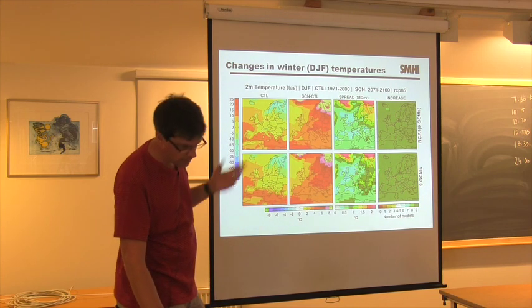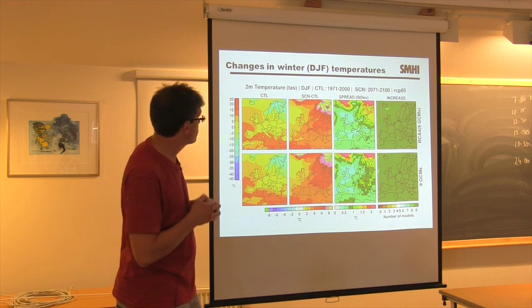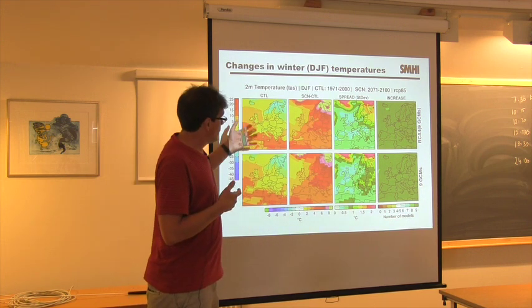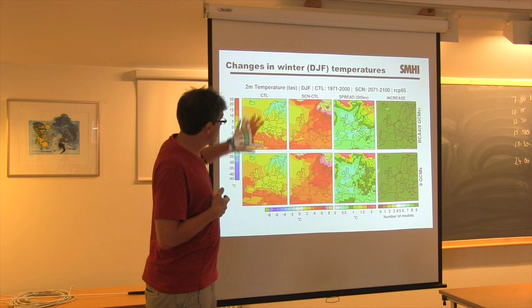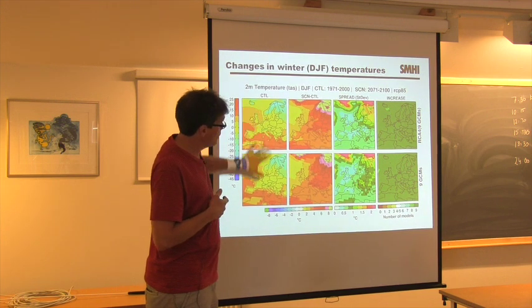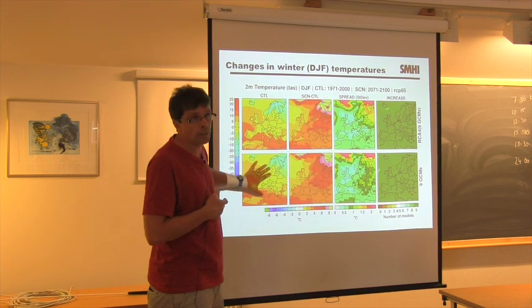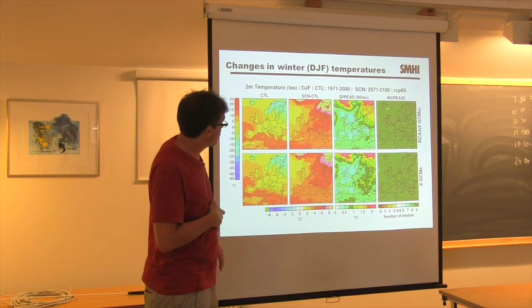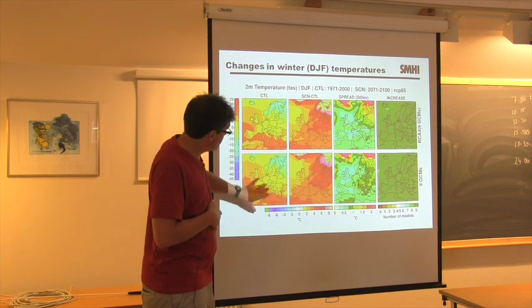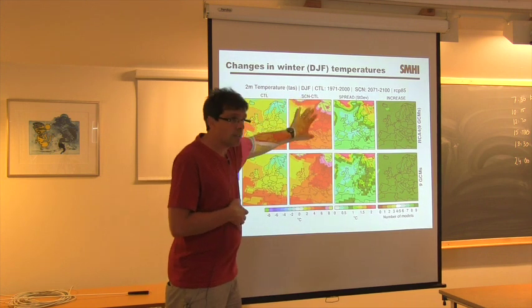This is what it looks like if you want to look at distributions: wintertime temperatures over Europe. This is now the regional climate model up here. In the lowermost plots, it's the global climate models directly. So you can look at the control climate here to the left. The climate change signal is here.